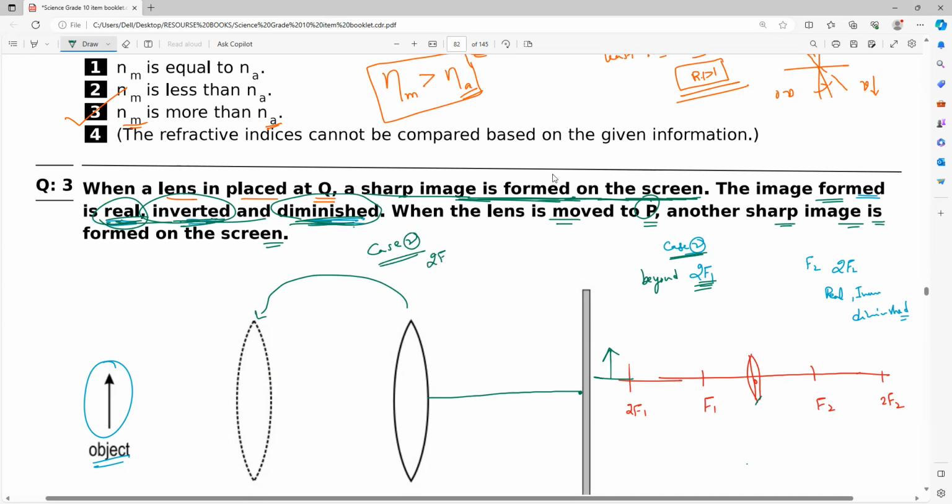So case number 2, what will happen? When the object is behind, or beyond, 2F1, what image will form? Image characteristics: it is real, inverted and diminished. So the object is behind 2F1, and the image will form between F2 and 2F2. So the characteristics are real, inverted and diminished image. Am I right, everyone? Clear, everybody?